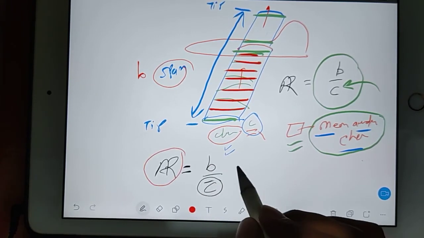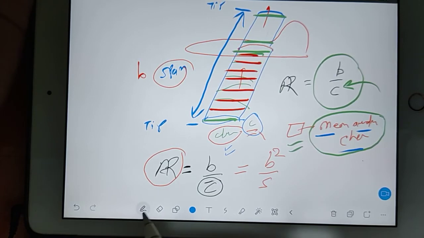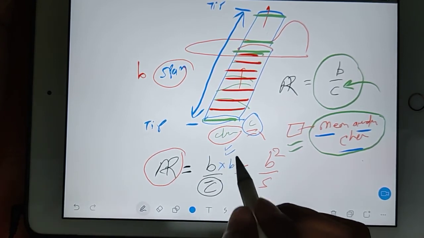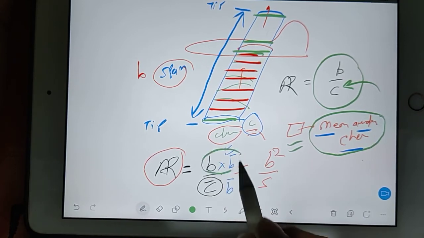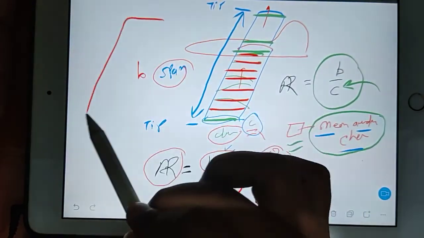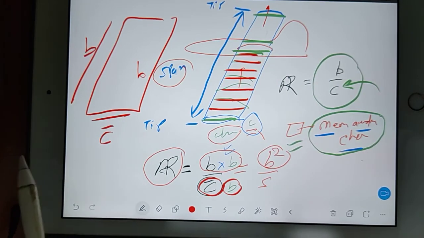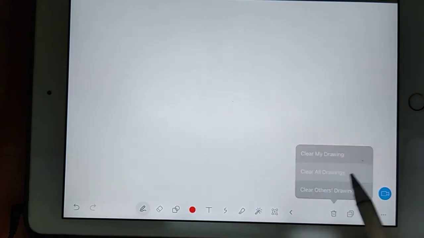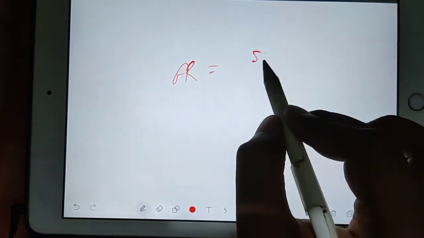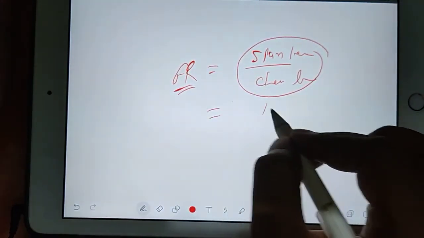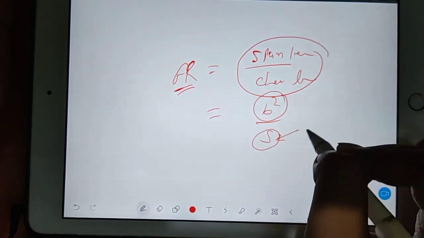Aspect ratio can also be written in terms of B square by S. How? See, if you multiply by B at the top and also B at the bottom, B and B, when you multiply, it will be B square. But when you multiply B into C bar, it means it is a rectangle, this length is B and this length is C bar. So B into C bar will give you this planform area. So S is nothing but the planform area. So aspect ratio is nothing but span by chord length. It is a ratio because the name is aspect ratio. You can also write it as B square by S, so span square by planform area. This is the planform area.